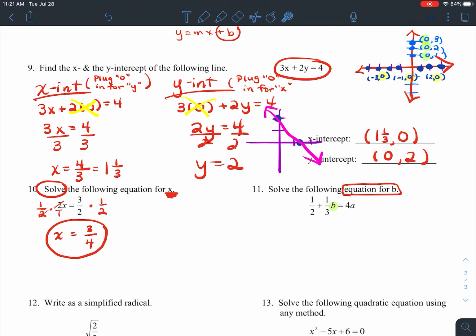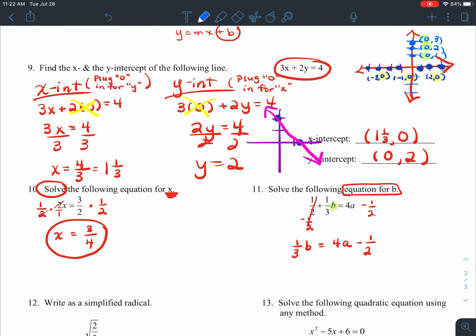The first step is we want to get rid of any terms that do not have b's in them, and so we would need to subtract 1/2 from each side. Okay, that gives us a 1/3 b on the left, 4a minus 1/2 on the right.